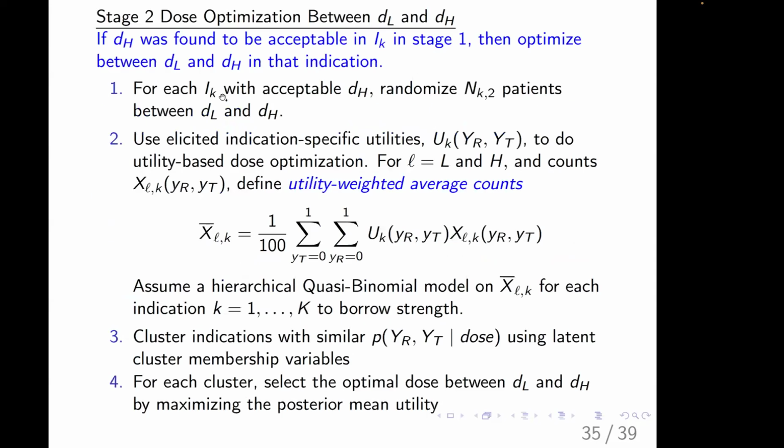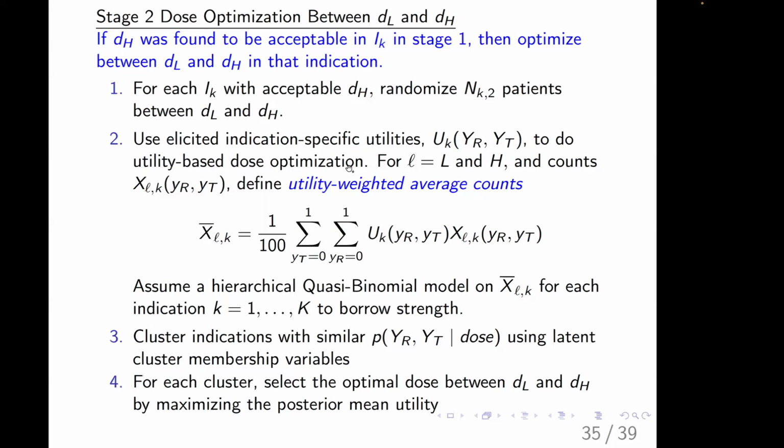So in the stage 2 dose optimization, you only get there if your high dose was found in indication K to be acceptable. The goal then is to optimize between the low and high dose. Once you're within an indication and you're in stage 2, there are two decisions you can make. Which one is better? Or you could say, well, neither of them is any good. We found they're too toxic. So for each indication, now you randomize some more patients between the low and high dose.